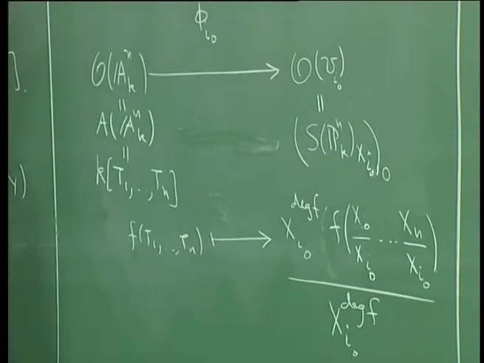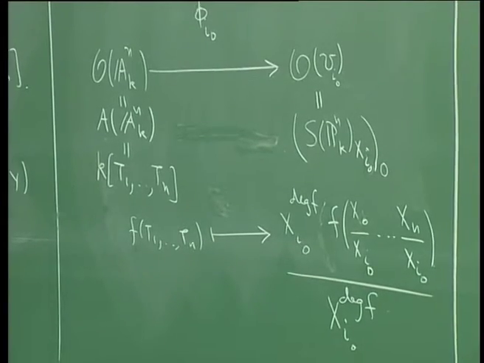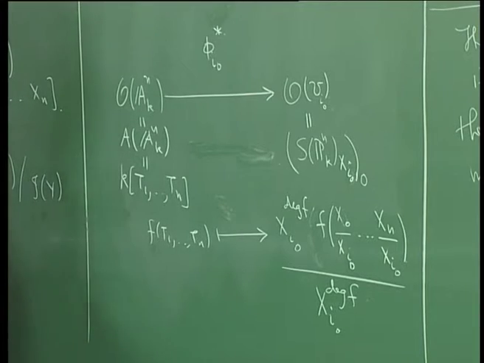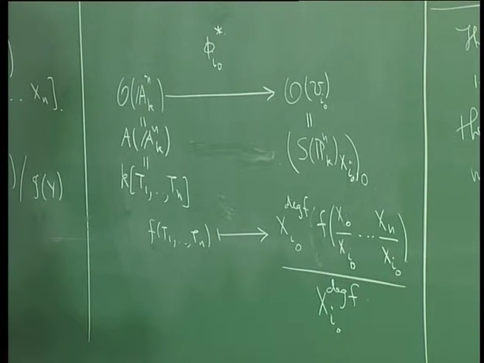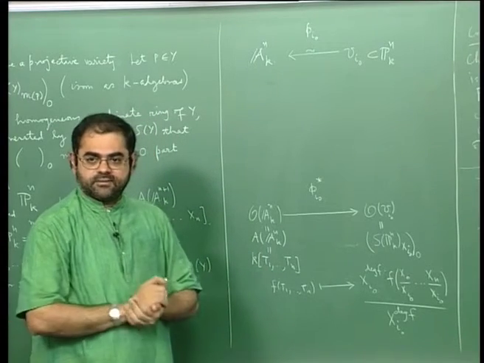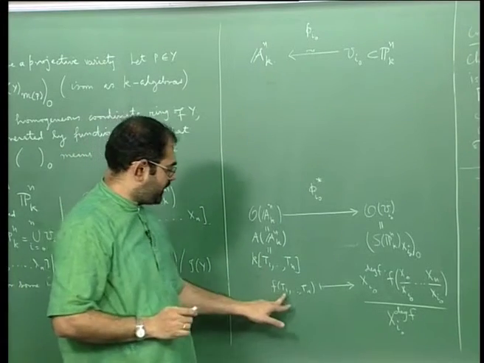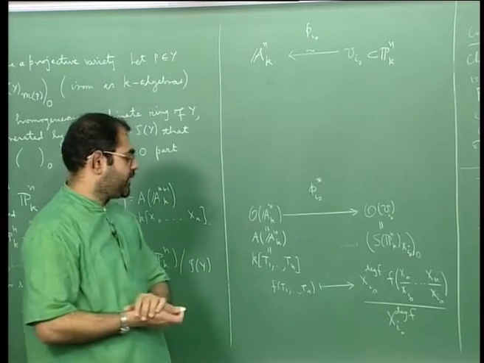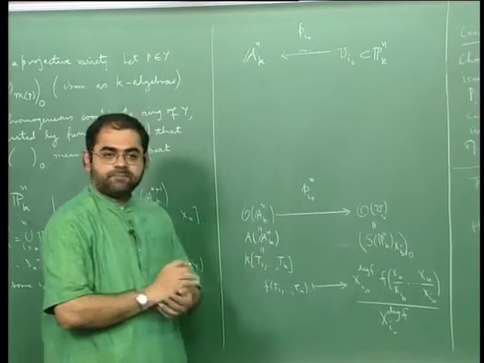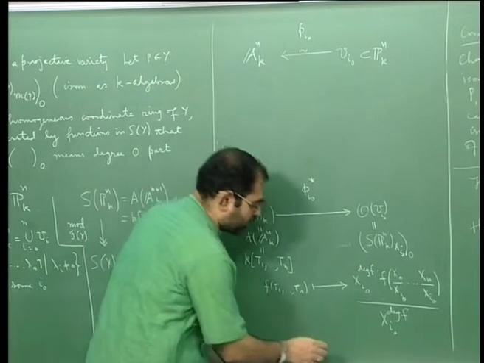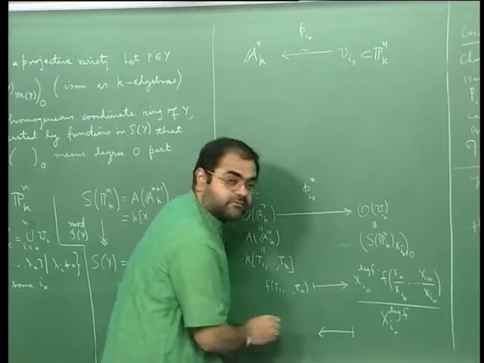This is how this map is given, okay, and of course when I write like this I mean forget x_i0 by x_i0, so that you have only n of them, because there are only n variables that I can substitute for, okay. So this is how this map is given, and we also know what the map in this direction is. That is also something that we have seen.